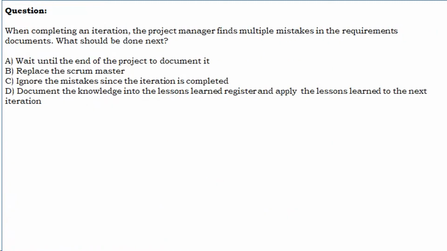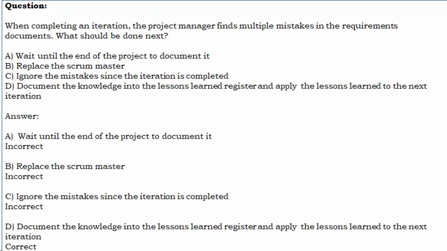When completing an iteration, the project manager finds multiple mistakes in the requirements documents. What should be done next? A. Wait until the end of the project to document it. B. Replace the Scrum Master. C. Ignore the mistakes since the iteration is completed. D. Document the knowledge into the lessons learned register and apply the lessons learned to the next iteration. Let us see the answer.